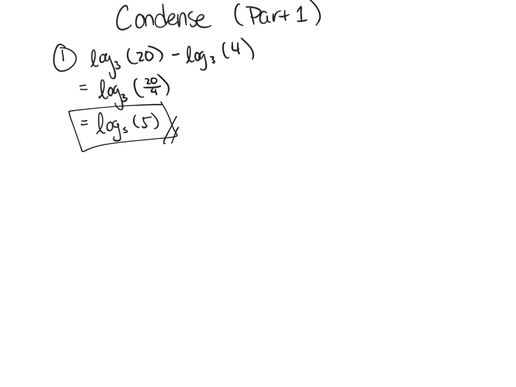Let's take a look at problem number 3 from that condensing section of part 1. That says 3 log of 2 plus log of 4 minus log of, pardon me, not 13, 16. So that one's a little bit longer. We're going to try to get this all into one log. So before we can deal with this adding or this subtracting, we have to deal with any coefficients, or this 3 out in front.